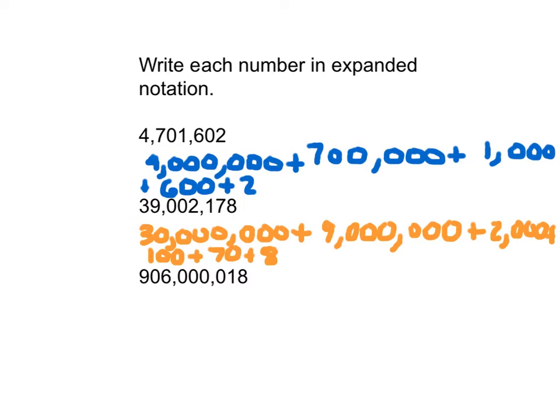So there are 1, 2, 3, 4, 5, 6 digits that are not zeros. So I should have 6 addends with my expanded notation. 1, 2, 3, 4, 5, 6. That is correct, just as this number was 1, 2, 3, 4, and 5.